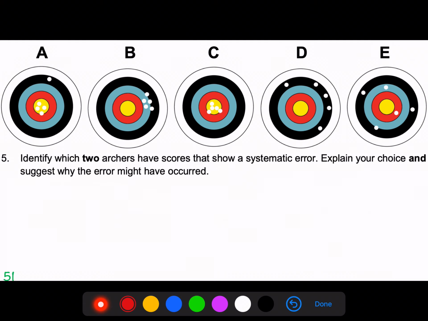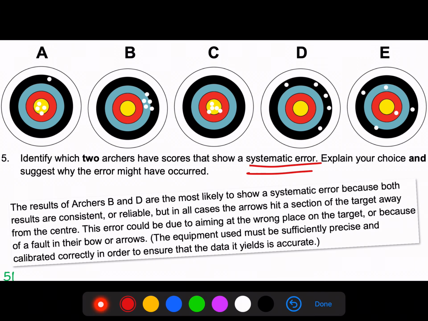And finally, which 2 archers have scores that show a systematic error? Now, systematic errors relate to the equipment or the method that you're using, and often they can't be identified. It's a real problem in science, systematic error. In this case, it's B and D.